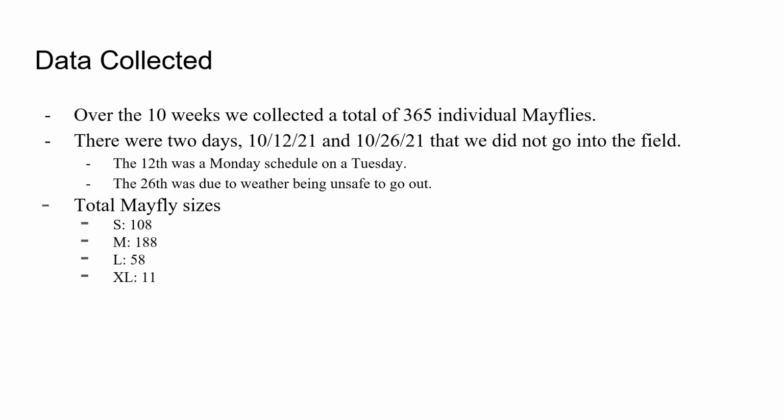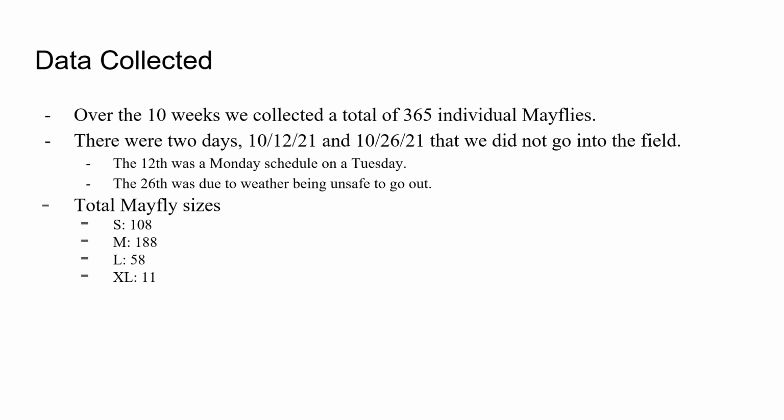On October 5th, for our kick net, we had 0 small, 2 medium, 3 large, and 0 extra large. For our serber net, we had 24 small, 18 medium, 3 large, and 3 extra large, for a total of 53. On October 12th, we didn't go out.